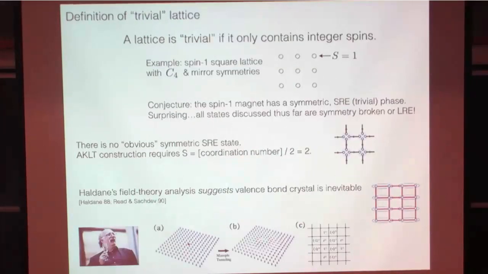So the usual interpretation of his analysis is that a spin 1 magnet would naturally actually have to break a symmetry, and in particular be a valence bond crystal.